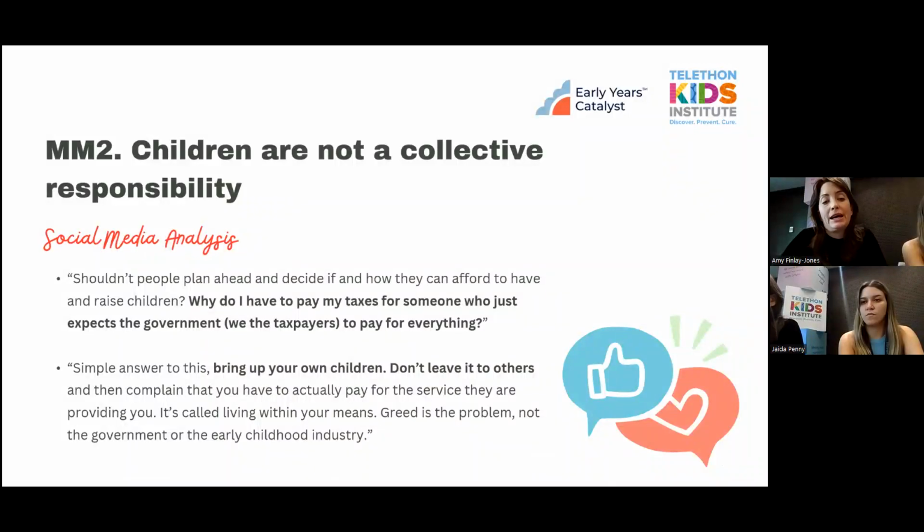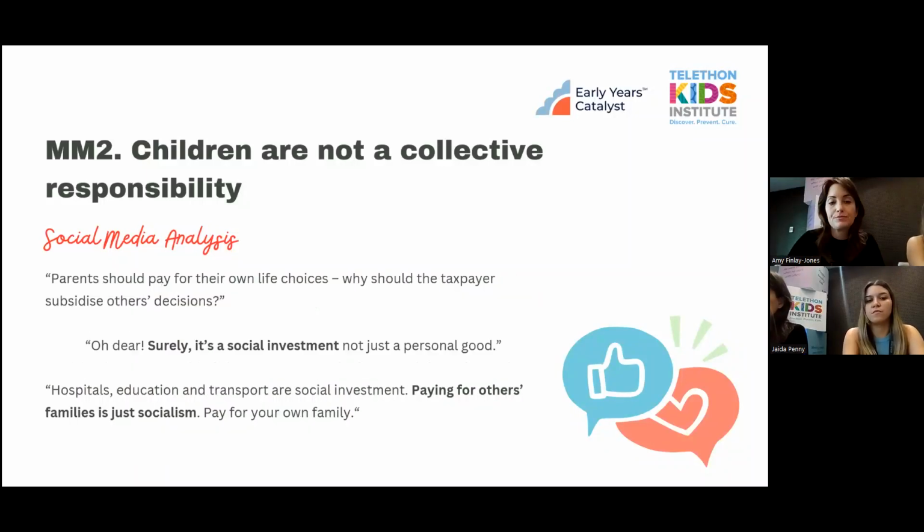Shouldn't people plan ahead and decide if and how they can afford to have and raise children? Why do I have to pay my taxes for someone who just expects the government, we the taxpayers, to pay for everything? Simple answer to this, bring up your own children. Don't leave it to others and then complain that you have to actually pay for the service they are providing you. It's called living within your means. Greed is the problem, not the government or the early childhood industry.